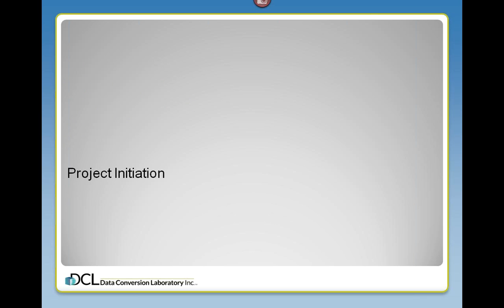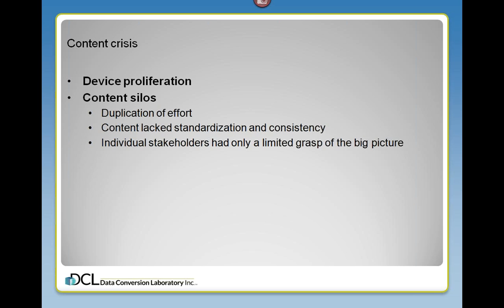So I'll start with the project initiation. Why did we do this? What problem were we trying to solve? We already had a content management system. Why on earth would we want to go through all the trouble to install a brand new content management system and go through all the headaches of content conversion? Well, the reason was we had a content crisis on our hands.